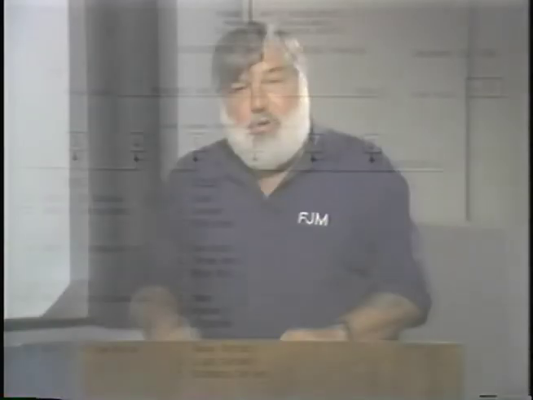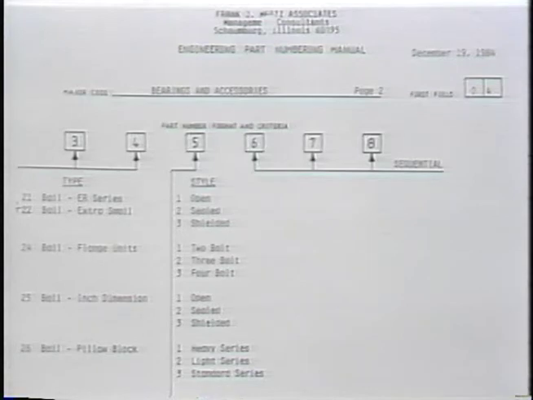Now, in the top, we had page 1. I'm going to go to the next page, and in the middle of the top, we have page 2. And again now, what we're doing is we're going to continue on with the other applications, and we're going to develop sequentially now the numbers for the individual bearings and their accessories. So with page number 2, you notice we have now added the 2nd field, starting off with 21, which is a ball ER series. And we continue down the left-hand side of the part number format and criteria page, where we have, at the bottom of this page, the 2nd field identified as 26, ball pillow block.